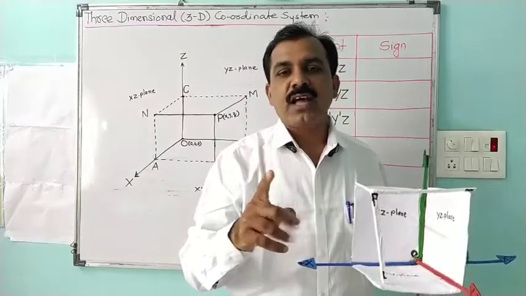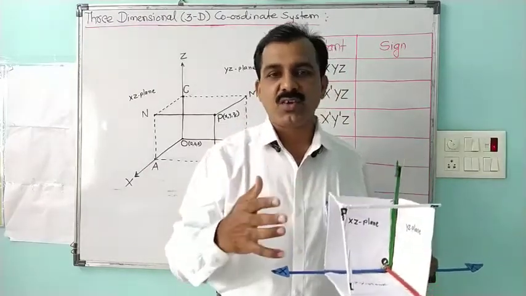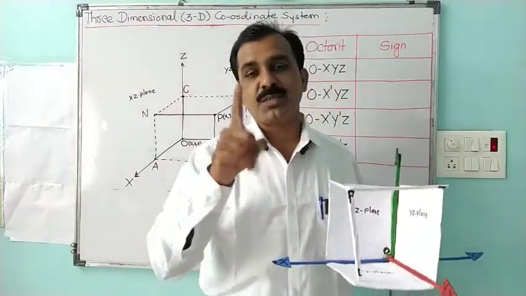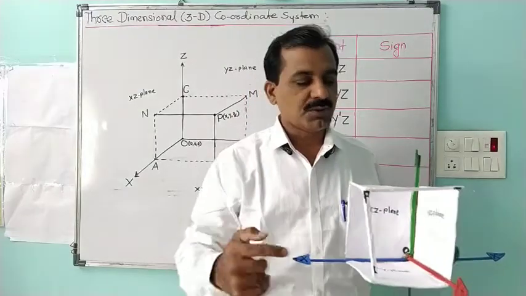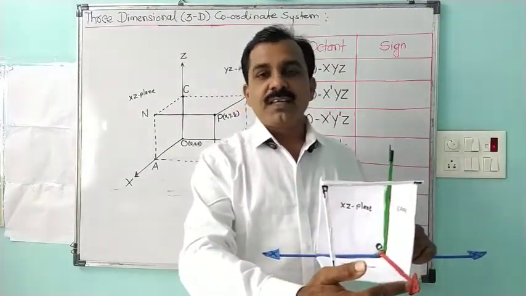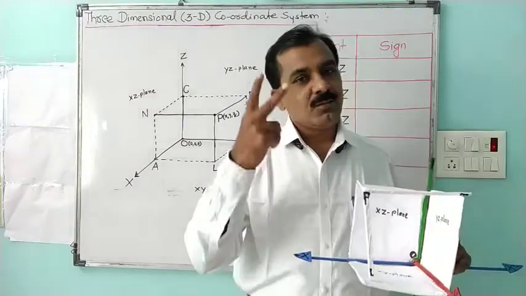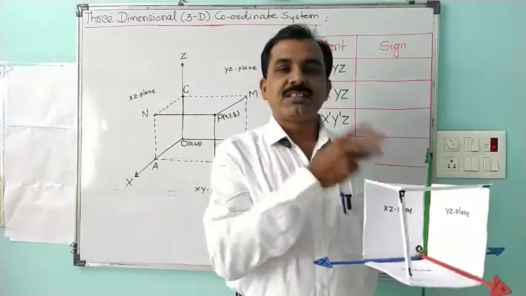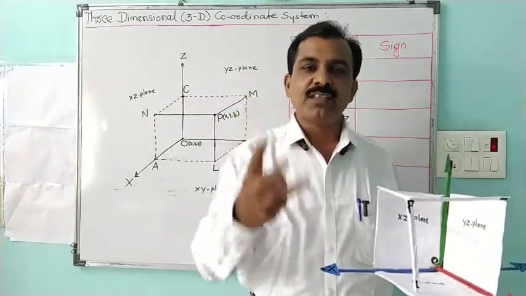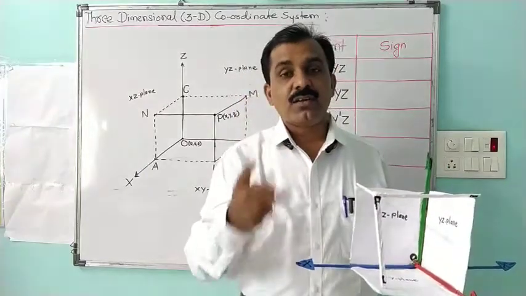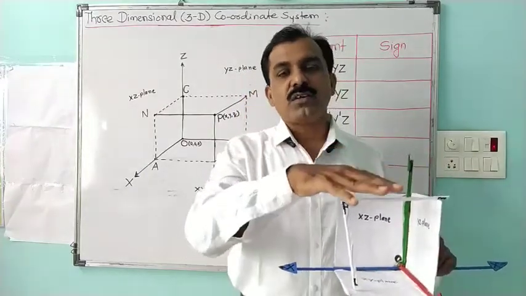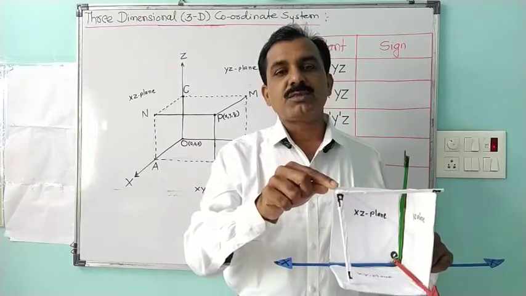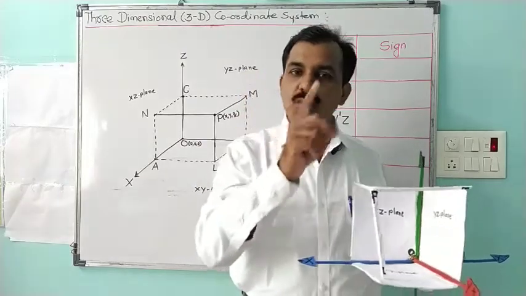if it is present in the first octant, as all the coordinates in the first octant are positive. The positive x-axis means the first coordinate will be positive. The positive y-axis gives us the second coordinate as positive, and the positive z-axis gives us the third coordinate, that is the z coordinate, as positive.